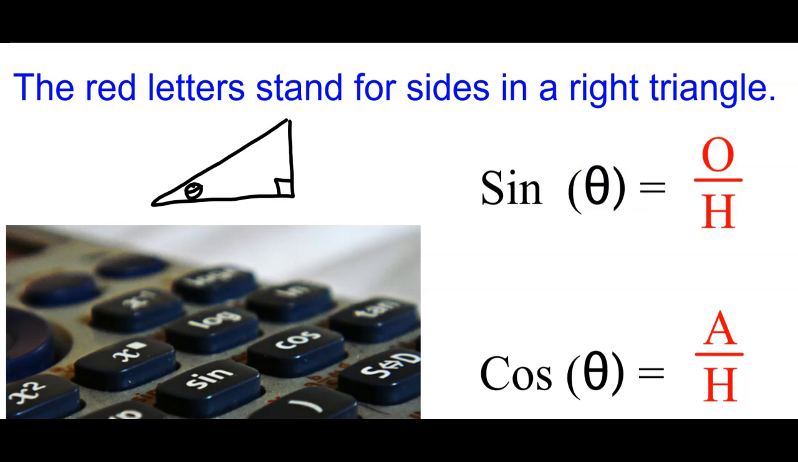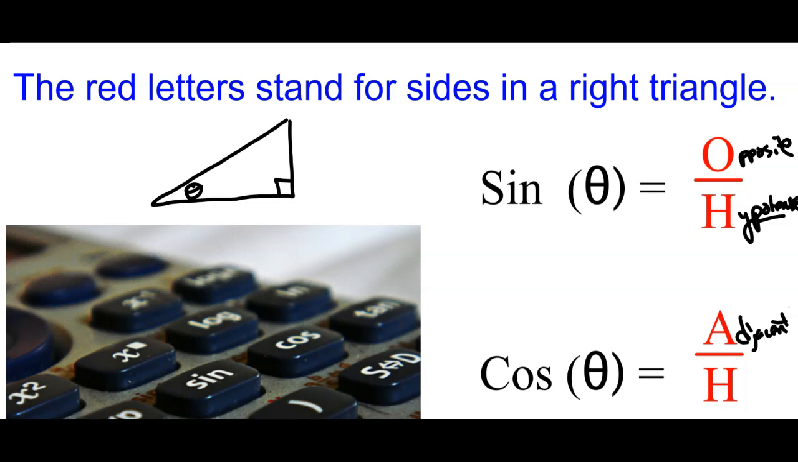Now, on this, the O, H, and A stand for sides in that triangle. O stands for opposite. H stands for hypotenuse. I believe that I wrote that right. And then this is adjacent, the A there. So here's how I want you to label the sides in the triangle.